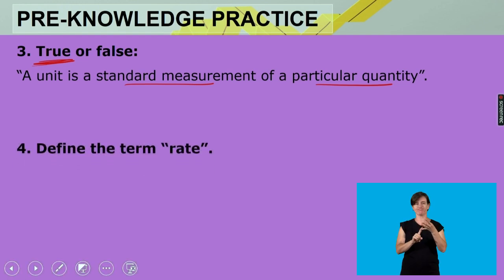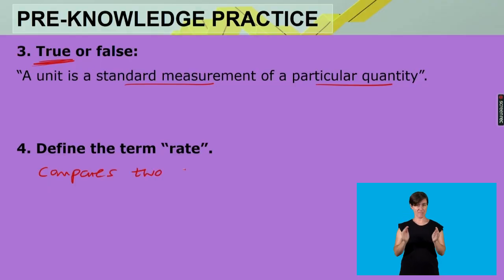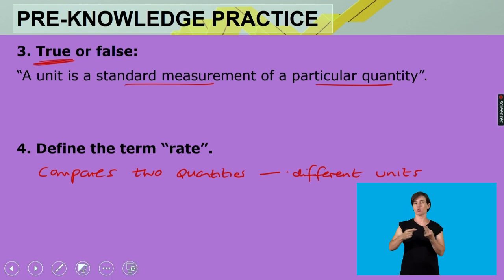Let us look at one more question. Define the term rate. So what is a rate? Remember, a rate compares two quantities, normally expressed using different units. We look at that as we continue with our lesson. So it compares two quantities, and normally it's expressed by means of different units.